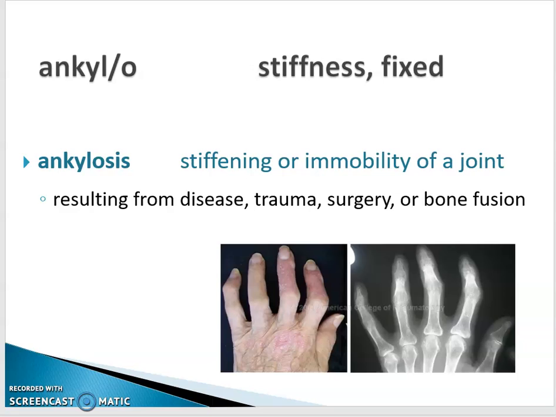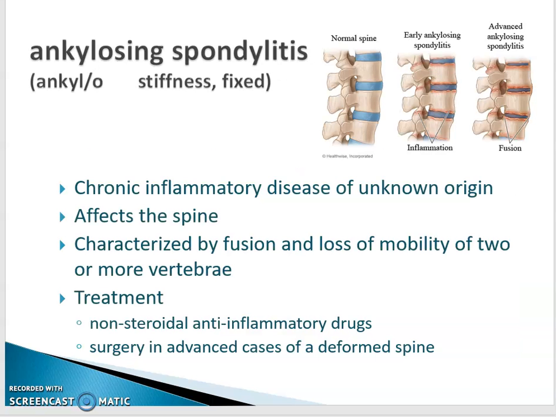We also have another term that talks about the condition of a joint, ankylo, which is talking about stiffness or being fixed. So ankylosis, stiffening or immobility of a joint. This usually is the result of disease, trauma, surgery, or bone fusion. This could be medically induced. It could happen on its own.